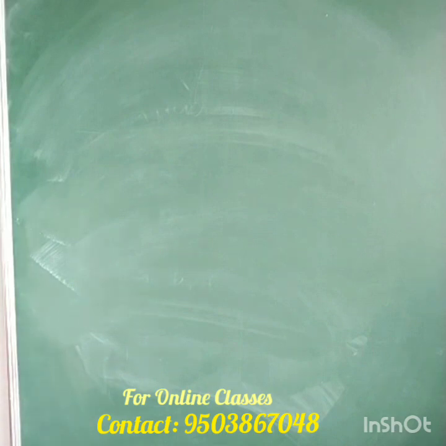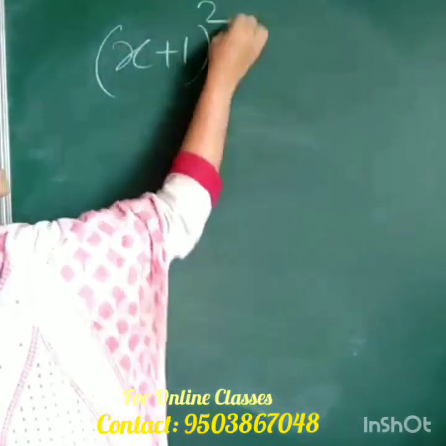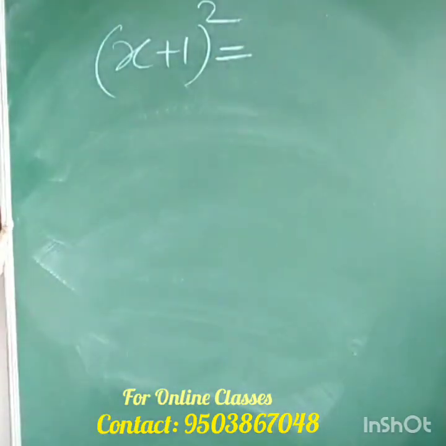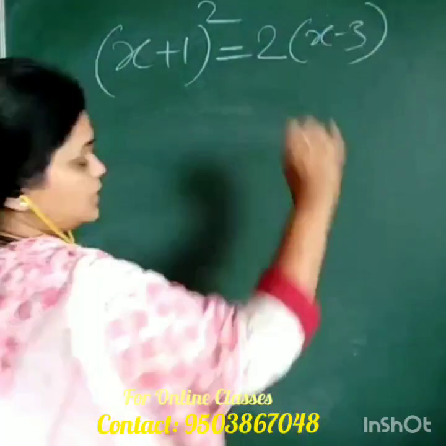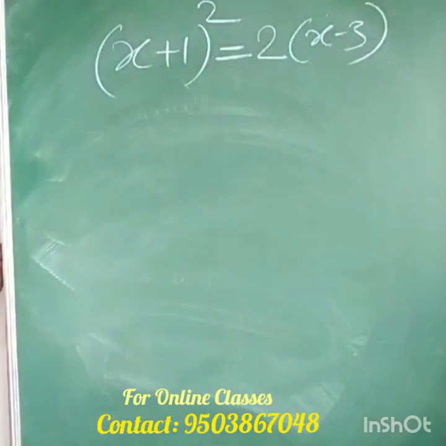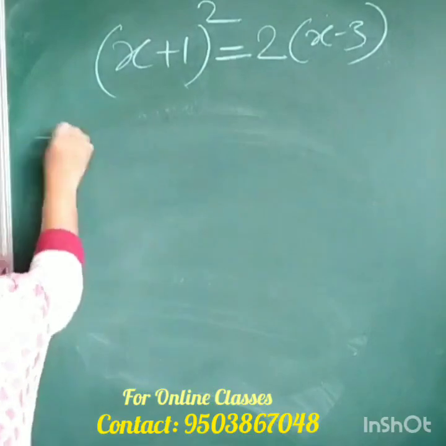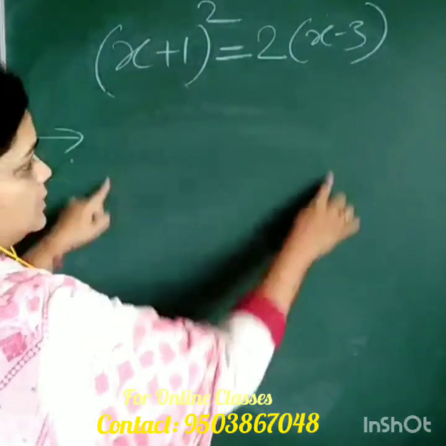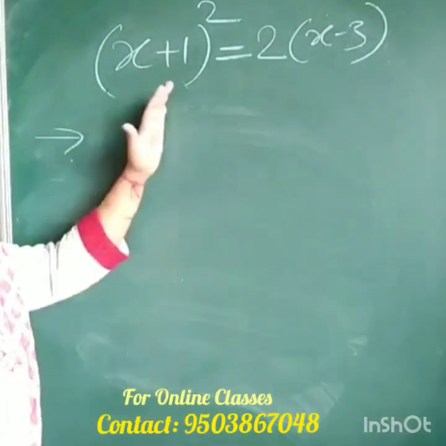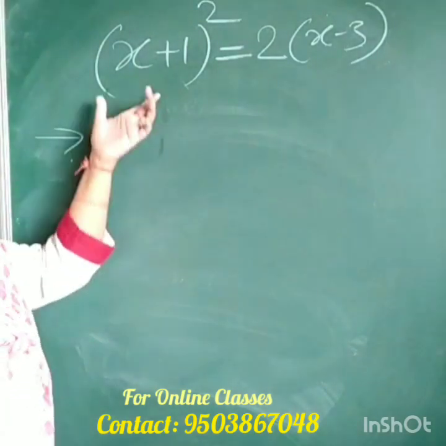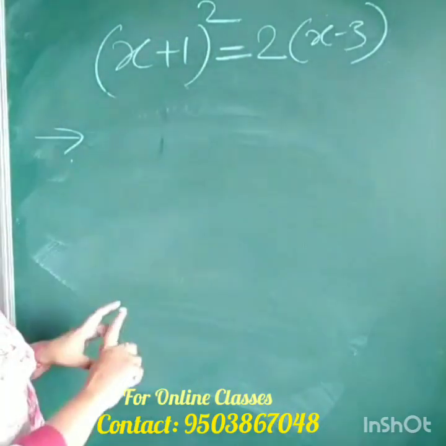And the equation I will write (x + 1)² = 2x − 3. You can solve with me. We want to check whether the equation is a quadratic equation or not. And for that, you will first write this equation in a standard form. Is this a standard form? No. So you have to solve it first and then we will write it in a standard form.